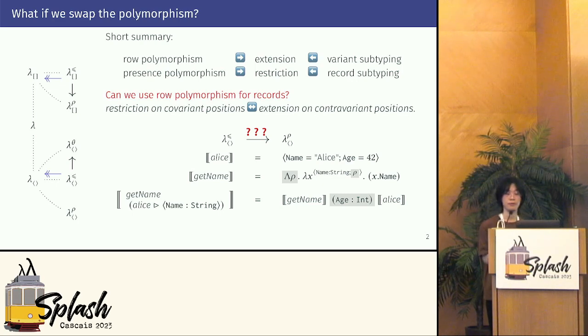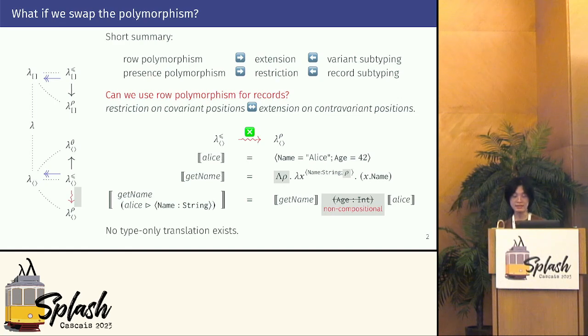But unluckily, we want a compositional translation, which is the macro expansion. But this translation actually breaks the compositionality because when we are translating the function application, we only know the translation result of the function and the translation result of the argument. So we can only look at some local information. But to know that there is a missing label age with type int, we need to globally look at the whole structure of the original term. And this breaks the compositionality.